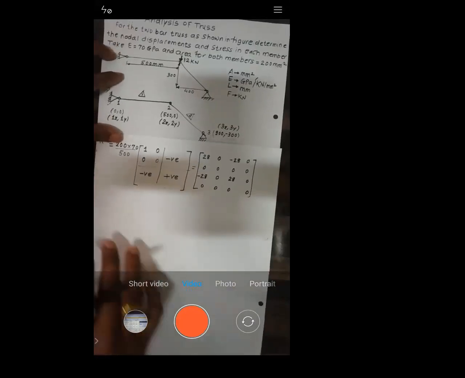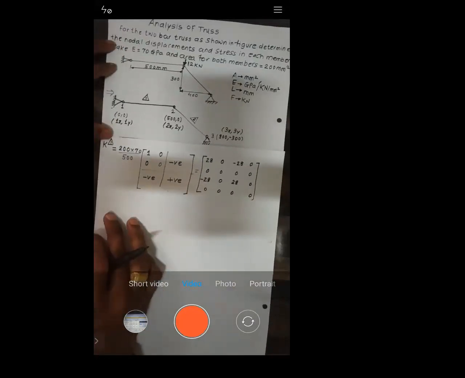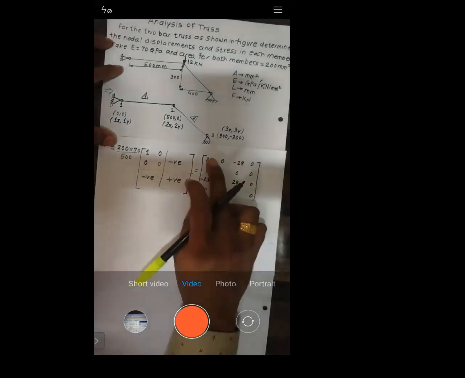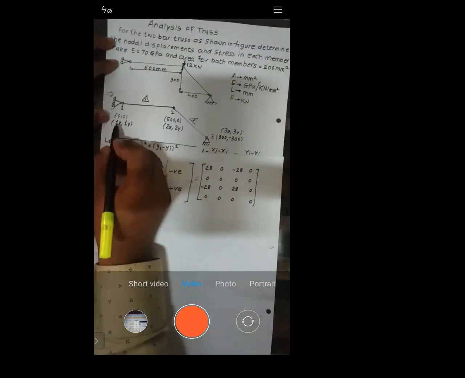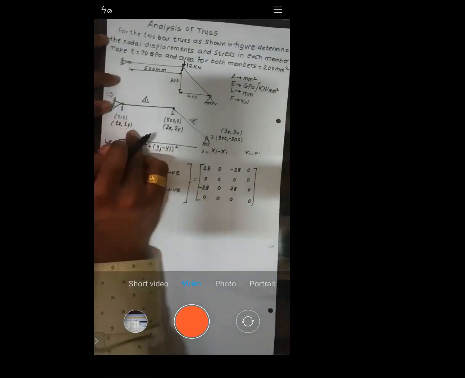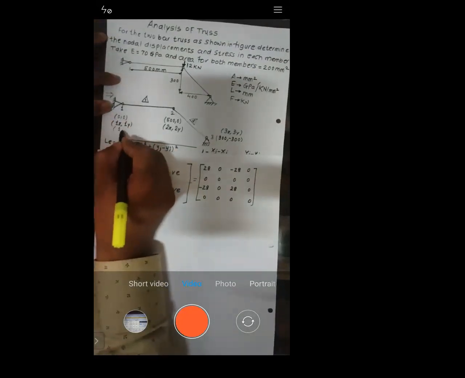Now, I need to assign the rows and columns. Node 1 is moving in x, similarly node 1 can move in y. So I will call this 1, 2. And I will call this 3, 4.